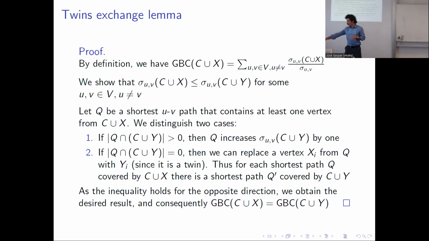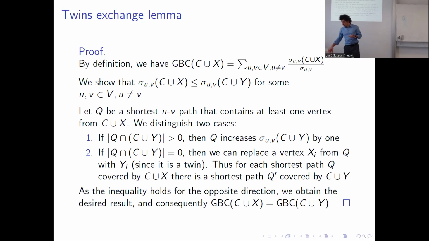The shortest paths between U and V don't change for any pair. That's a property of the graph, and we are not modifying it. So if we wish to show that the group betweenness centrality remains unchanged, it suffices to show that the number of shortest paths covered by C union X equals that of C union Y. We do this by showing an inequality in both directions: that there are at least as many shortest paths covered by C union X as by C union Y, and then backwards.